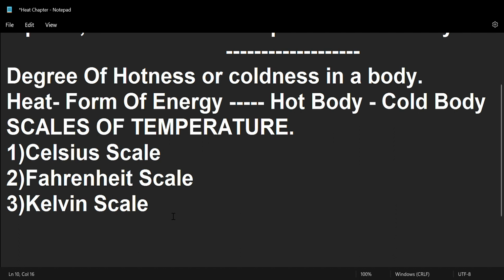Now the relationship: the ice point of the Celsius scale is 0 degrees, and the ice point of the Kelvin scale is 273. So that is the relation. The steam point is 100 degrees and 373 Kelvin.